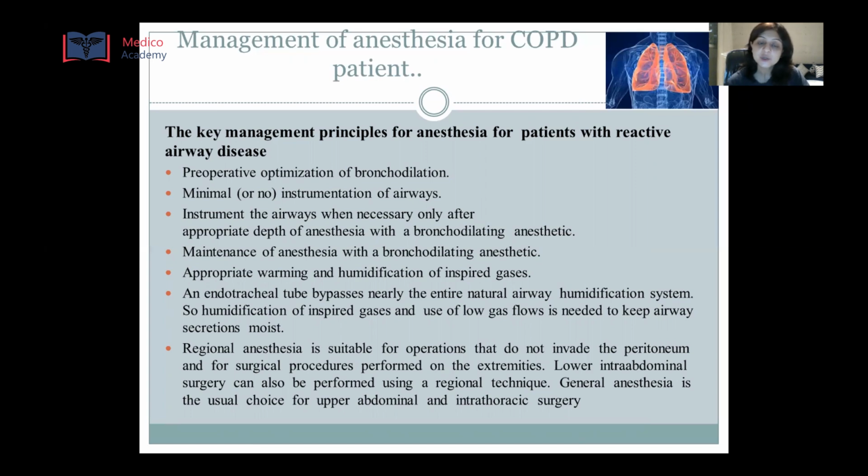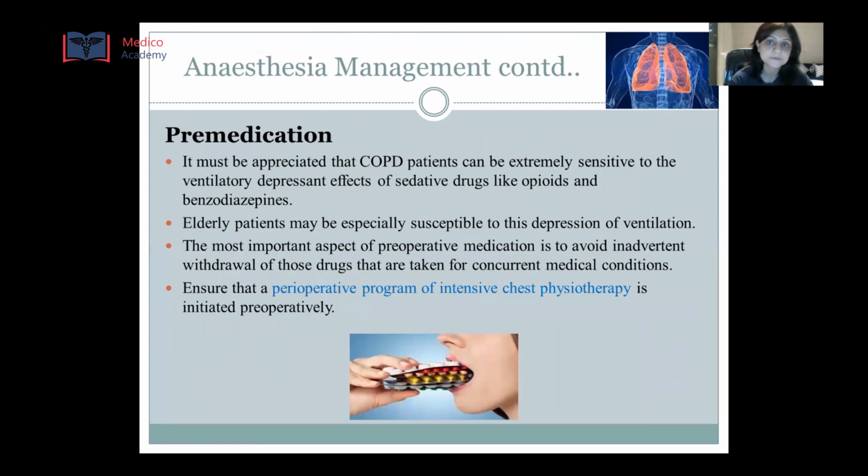Now, an endotracheal tube bypasses nearly the entire natural airway humidification system. So, humidification of the inspired gases and the use of low gas flows is needed to keep the airway secretion moist. Regional anesthesia is suitable for operations that do not invade the peritoneum and for surgical procedures which are performed on extremities. Lower intra-abdominal surgery can also be performed using a regional technique. General anesthesia, as we know, is a useful choice for an upper abdominal and intrathoracic surgery.